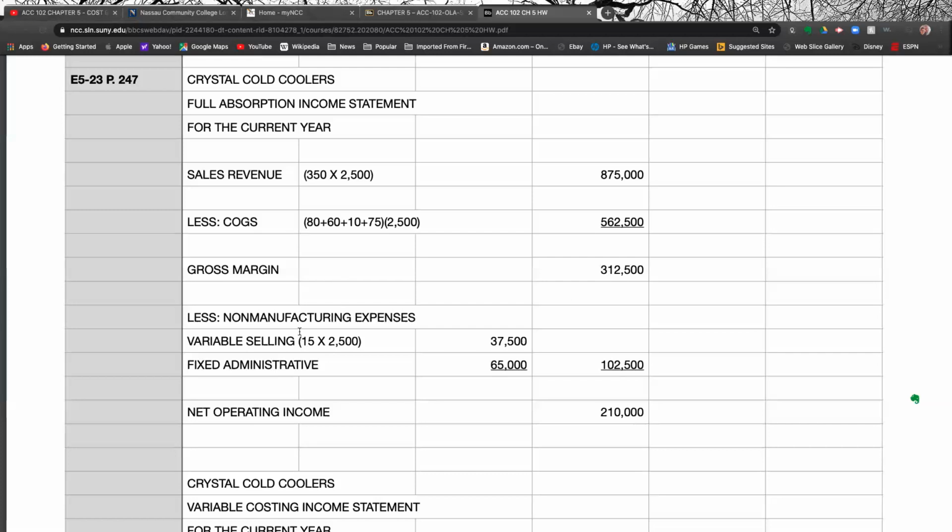Less the non-manufacturing expenses, you've got variable selling expenses come out to $15 a unit sold times 2,500 units sold is $37,500. And the administrative costs that are fixed is $65,000. That's a total of $102,500. And if I subtract, I wind up with a net operating income of $210,000.